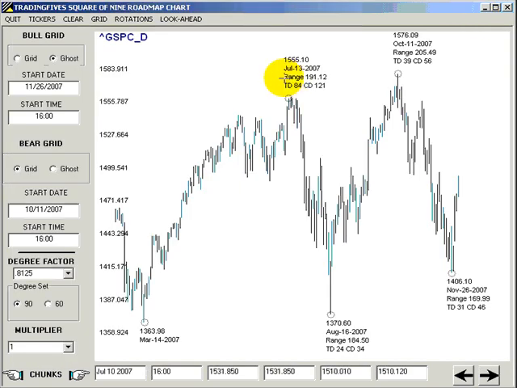The first step is that you convert the range of the prior swing, which is 191.12 points, to degrees of a circle. If you use the formula in the book, you'll quickly determine that 191.12 points is equal to 103.43 degrees. Because we're squaring time with a price range, we look at trading days, which is 24, convert that to degrees of a circle, and calendar days, which is 34, and convert that to degrees of a circle.